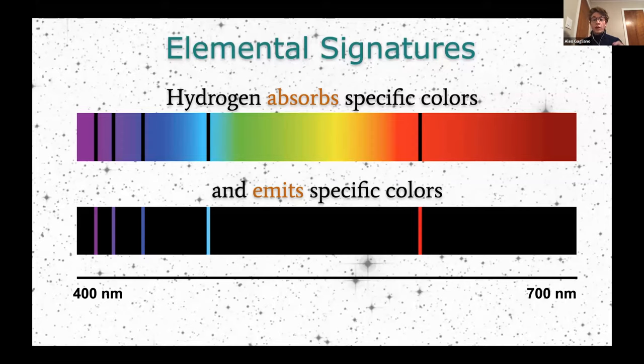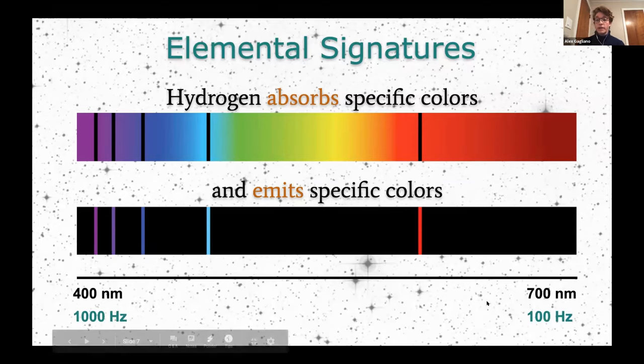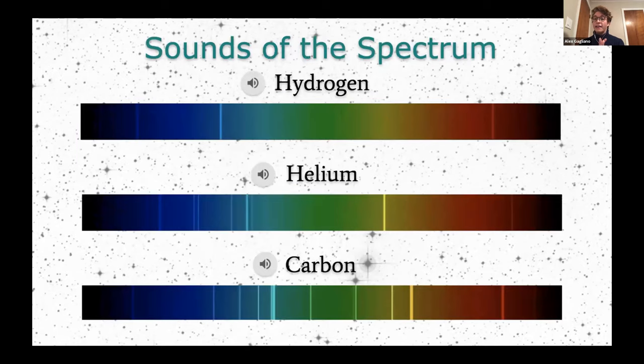But we can also represent this light in frequency space and shift that frequency into a range of human hearing. So maybe we can shift it into a range between 100 hertz at the lowest frequency end and 1000 hertz at the highest frequency end. And now all of these lines that represent the unique signatures for that particular element, we can represent as notes, like notes on a keyboard. So when we do that, we get sounds like this. This is the sonification of the spectrum of hydrogen.